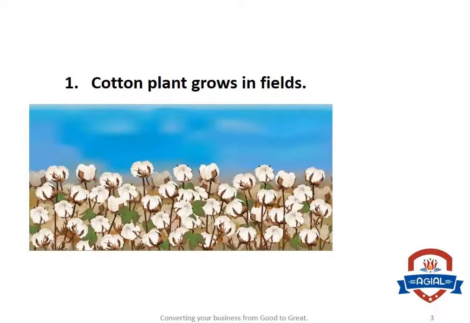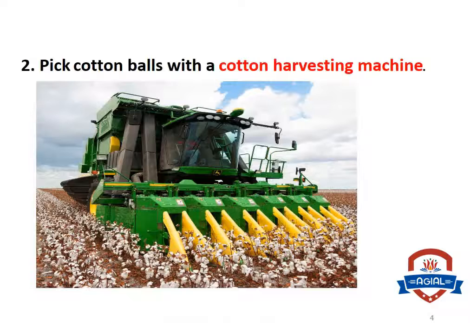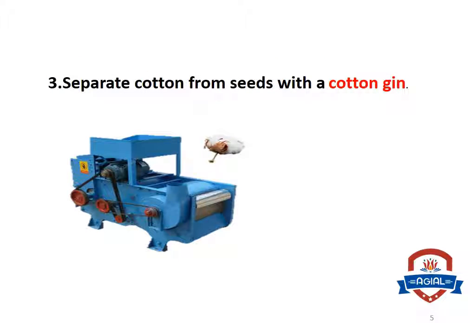First, cotton plants grow in fields. Second, we pick cotton balls with a cotton harvesting machine. After that, we separate cotton from seeds with a cotton gin.